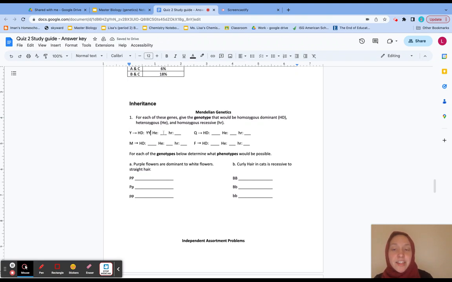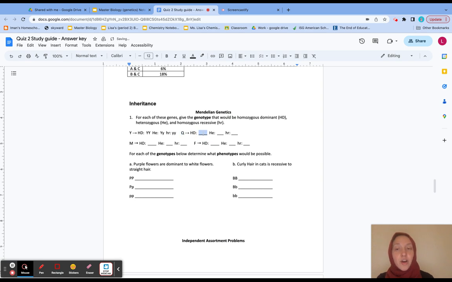What would heterozygous look like for Y? Heterozygous would be one of each allele, big Y, small y. And homozygous recessive would be two of the same, two recessive alleles. So you would repeat the same thing with each one. So what about for the allele Q?